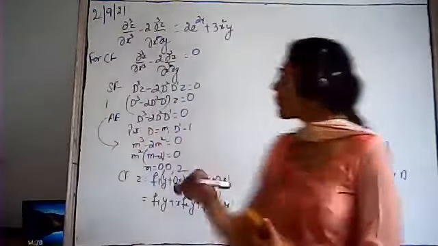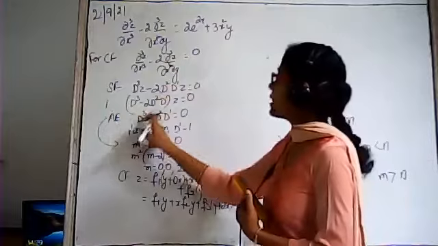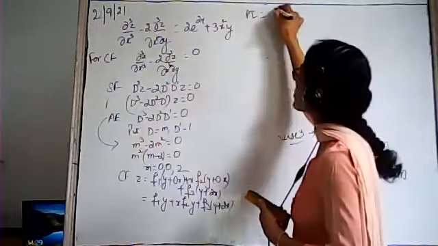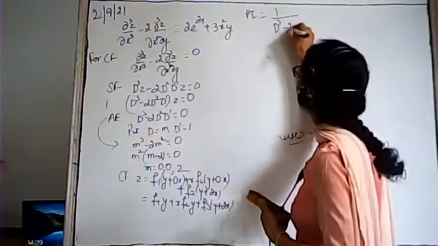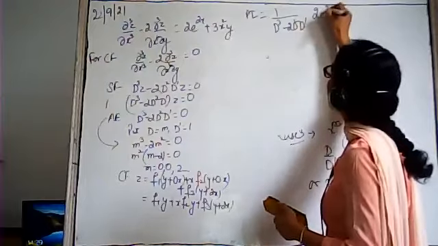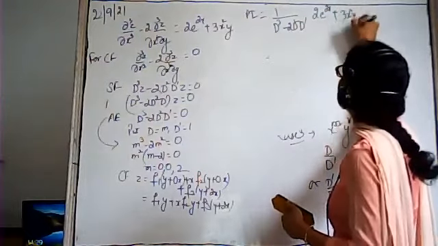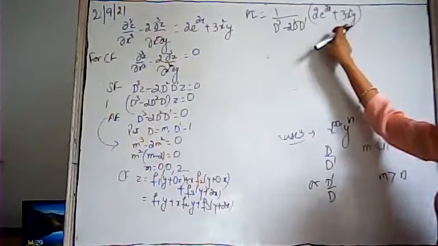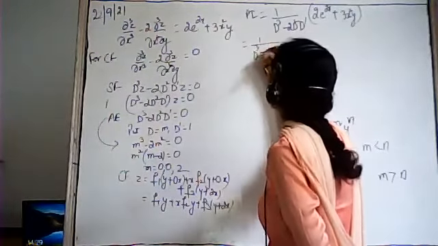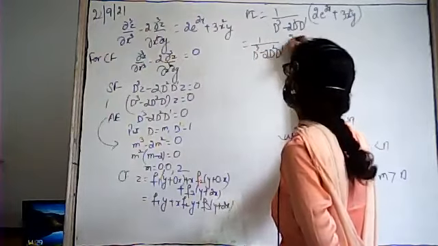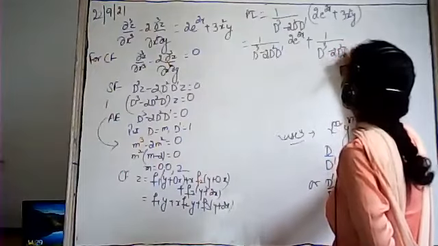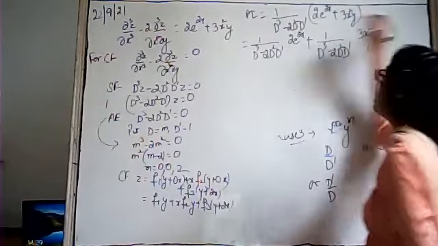कैसे करेंगे इसको? First of all, take the coefficient of z on the right hand side. For the particular integral, this is equal to 1/(D³ − 2D²D') times (2e^(2x) + 3x²y). Now we have two separate terms, so we can separate these terms also. This is 1/(D³ − 2D²D') 2e^(2x) plus 1/(D³ − 2D²D') 3x²y.